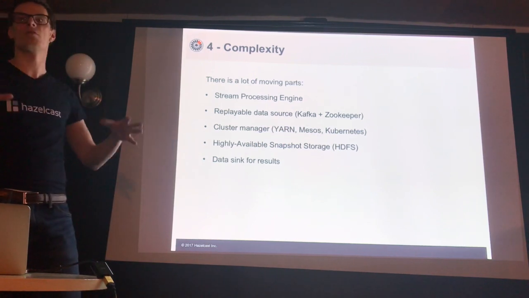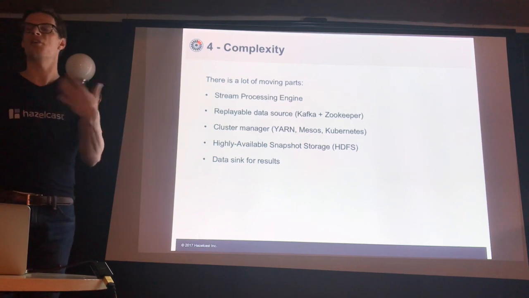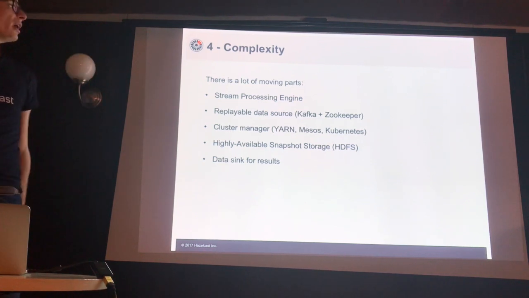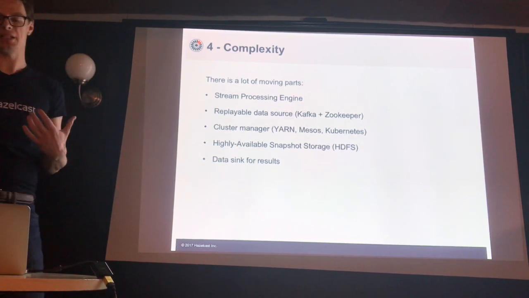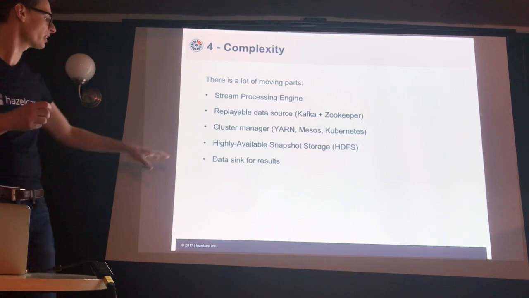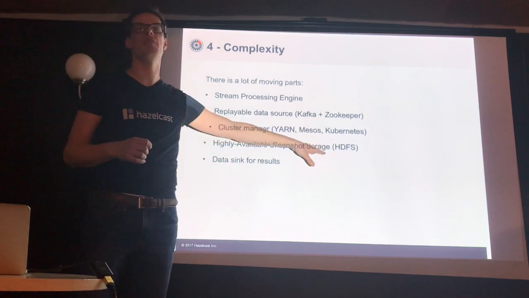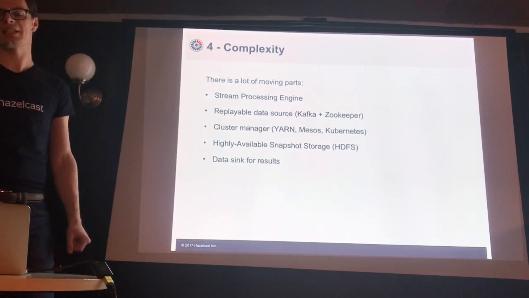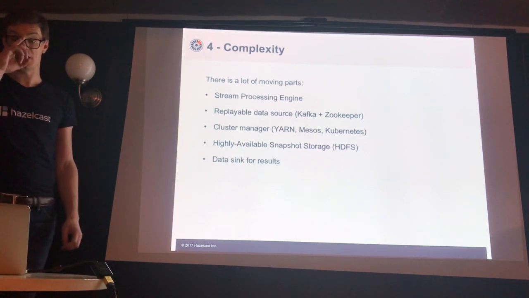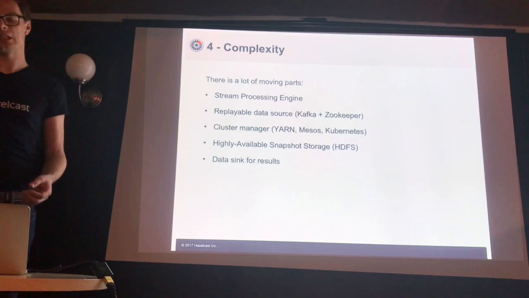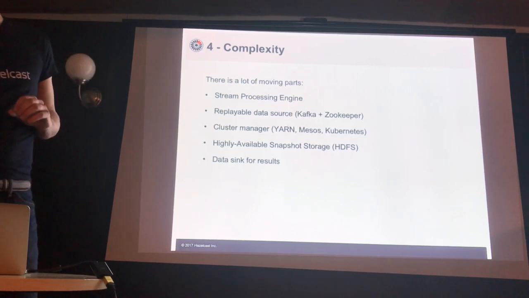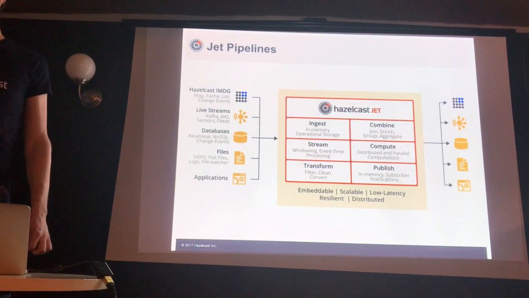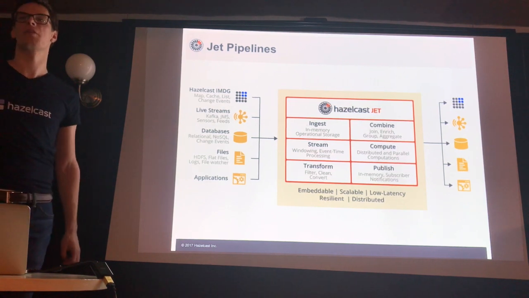I've mentioned these state snapshots, right? The system creates state snapshots regularly in order to be able to basically reconstruct its state after failures. So again, it's something that must be highly available, something like HDFS, which is another part. And finally, you need something as a data sink. So it's a lot of moving parts, and this is fairly complicated. Right now, I will be a little bit more product-oriented, as I would like to present JET. It generally has a solution for this complexity.